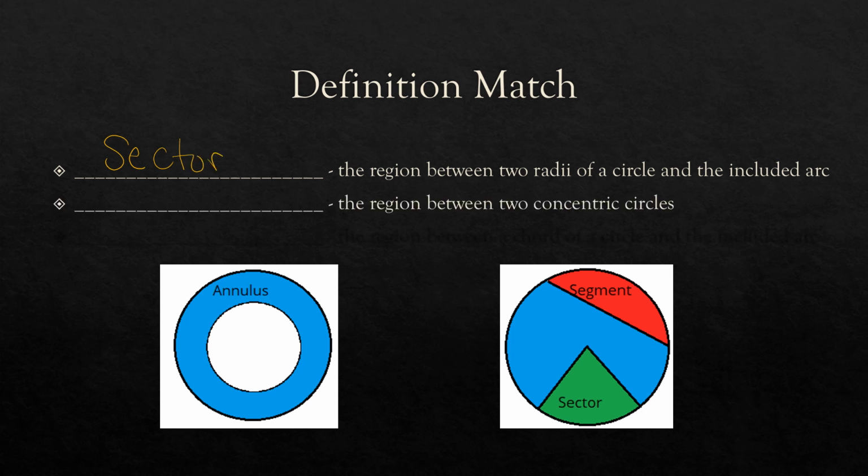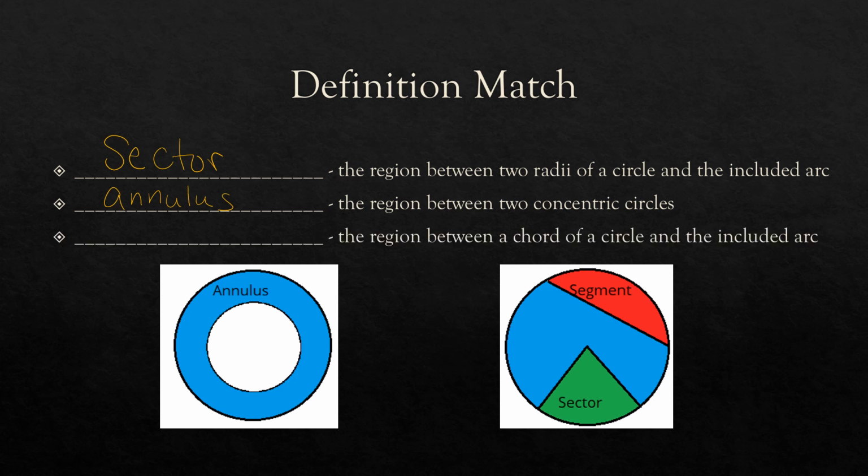Which picture is the region between two concentric circles? Remember that concentric circles are circles that share the same center. So the annulus is the region between two concentric circles. And our last one is the region between a chord of a circle and the included arc. We can see that the segment has a chord on one side and the arc on the other.